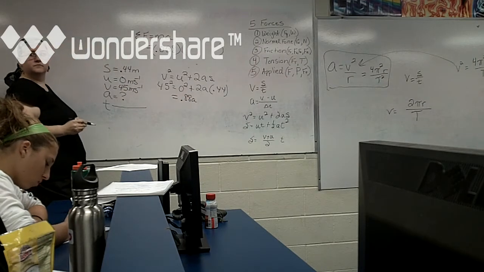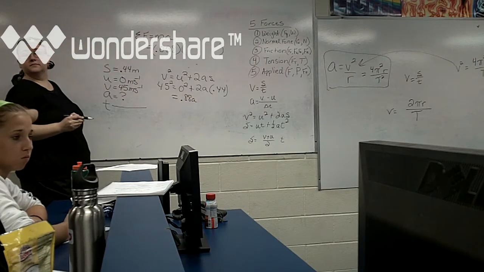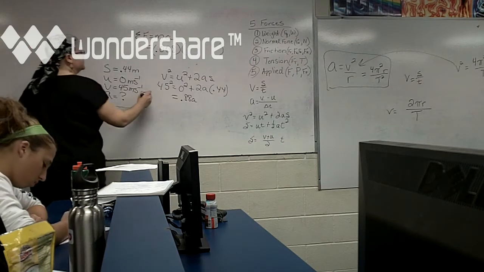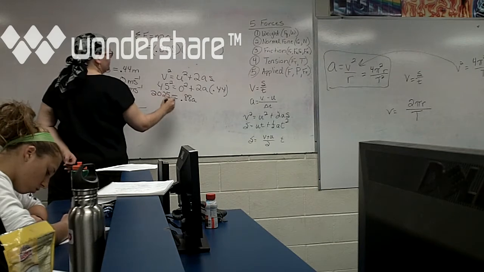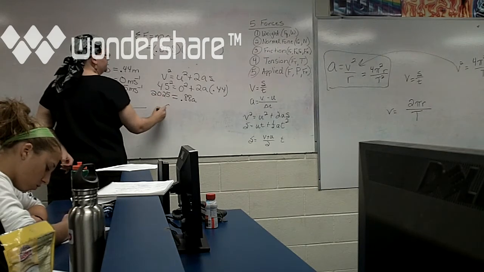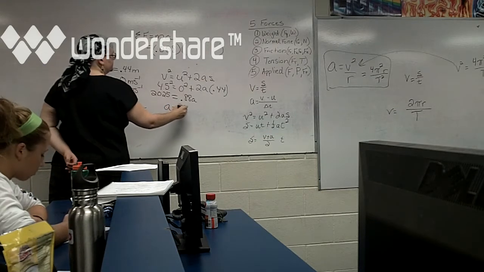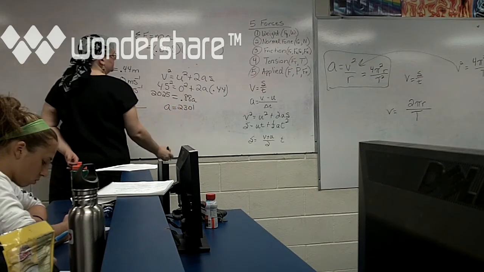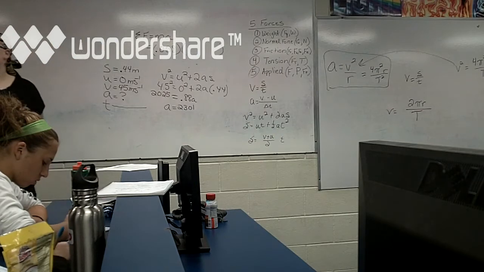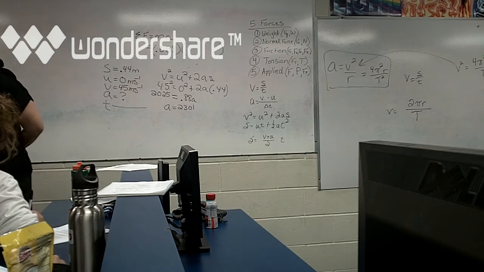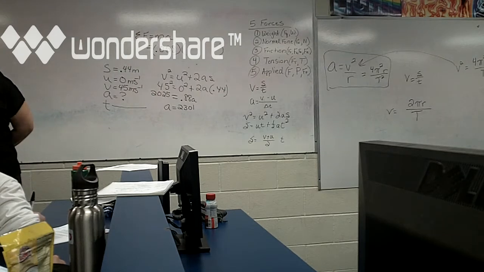A large number. 2025. And when we divide by 0.88, we get 2,531.25 meters per second squared. Because it wasn't clear, I'm sorry, 2,531.